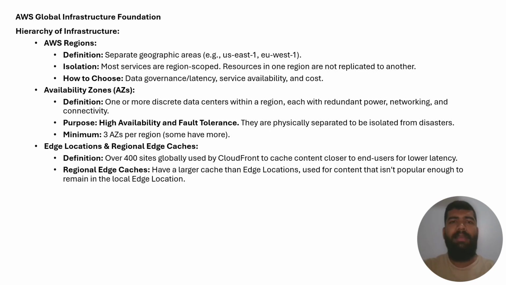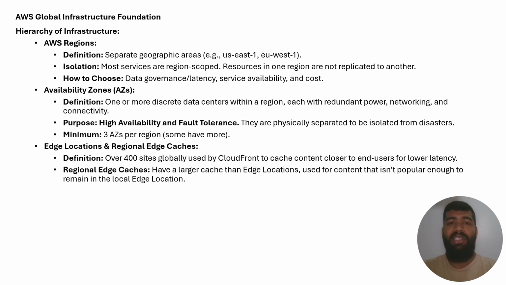The AWS global infrastructure is built on a clear hierarchical model. Let's start big and zoom in. At the top level, we have AWS Regions. These are separate geographic areas around the world, like US East 1 in North Virginia or AP Southeast 1 in Singapore. Most AWS services are region scoped, which means resources you create exist in one specific region. You choose a region based on the latency to your users, data governance laws, and cost.